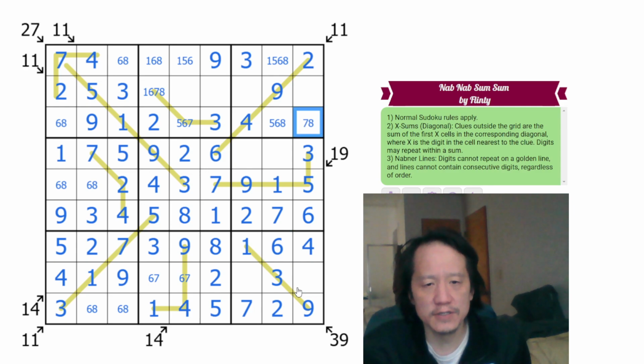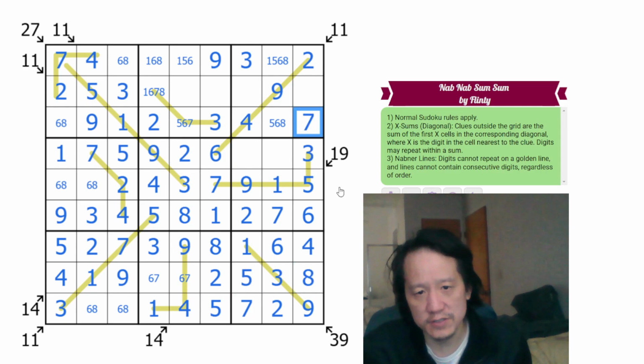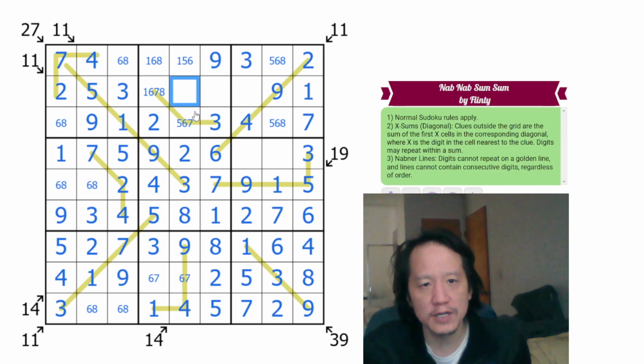This can't be 6. This is a 5 or an 8. So therefore this can't be 5. Therefore this is an 8. This is a 5, which forces this to be a 7. So that becomes a 1. This can't be 1. This can't be 7. This can't be 1.